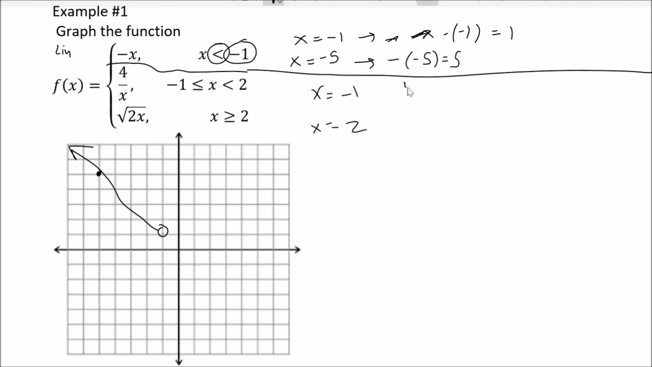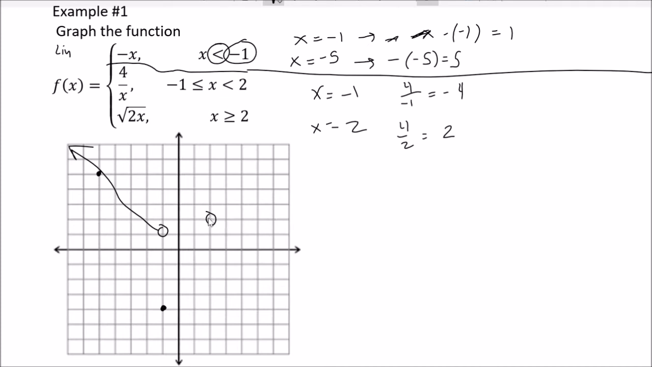So here we go. That would be 4 over -1, which equals -4. And I plug in a 2, and I get 4 over 2 equals 2. And so let's plot those points. -1, -4. And it looks like I am going to be filling in my dot because of that guy right there. And then 2, 2. And it looks like I am leaving that open because there's no bar underneath there.